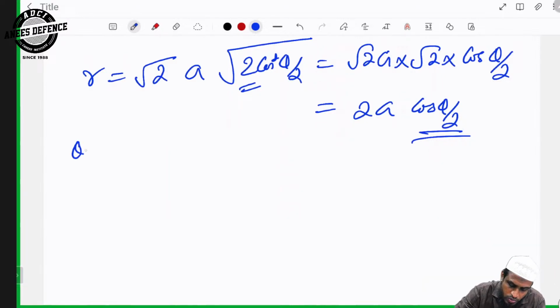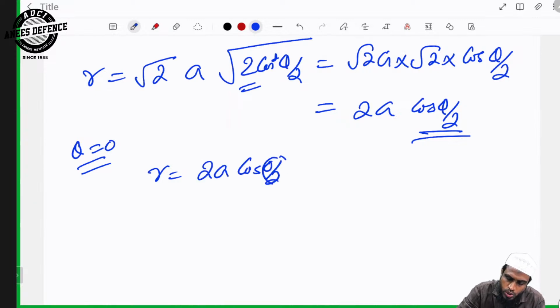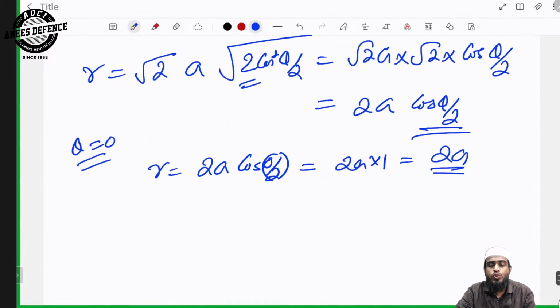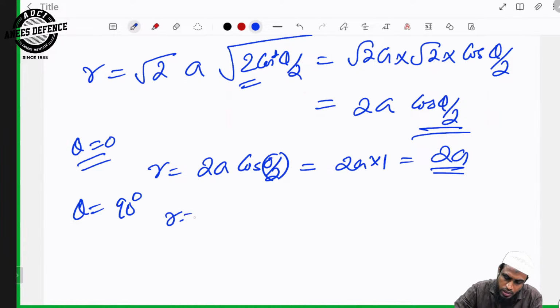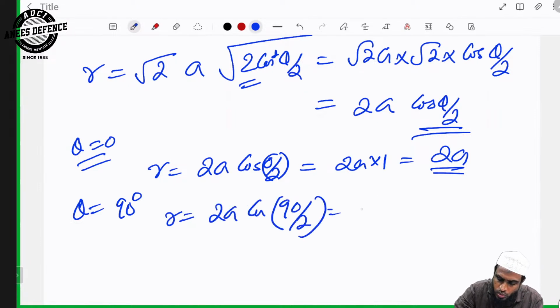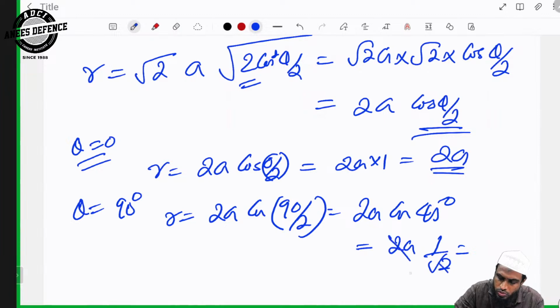So here also you can consider the special cases. Theta equal to 0: R is equal to 2A cos 0 by 2, equal to 2A into 1, equal to 2A. If two vectors are in the same direction, then just add the magnitudes, A plus B. If the vectors are at 90 degrees, then R equal to 2A cos 90 by 2, that means 2A cos 45 degree, that means 2A into 1 by root 2. So 2 cancels, so root 2 A.